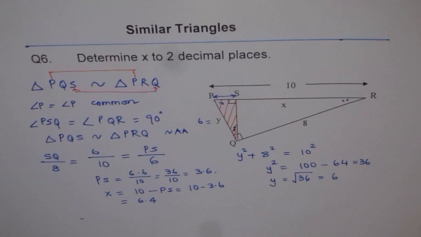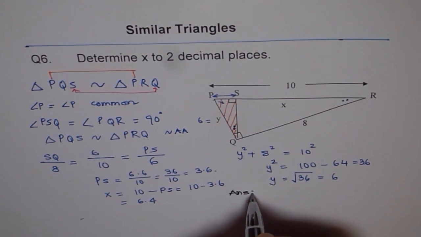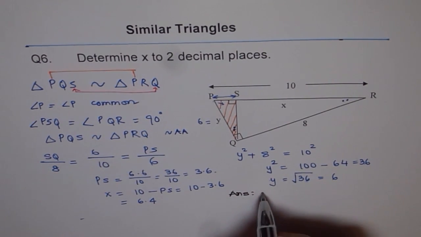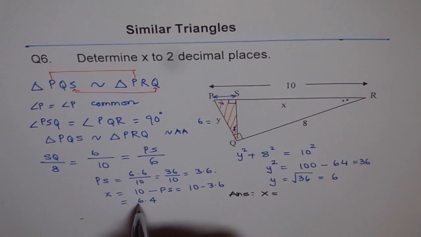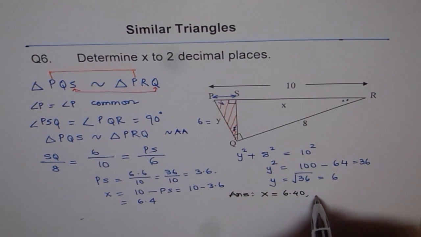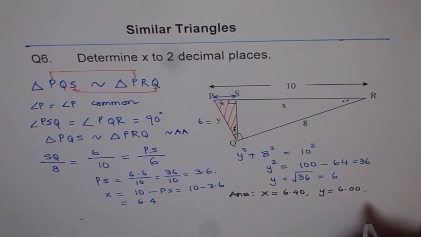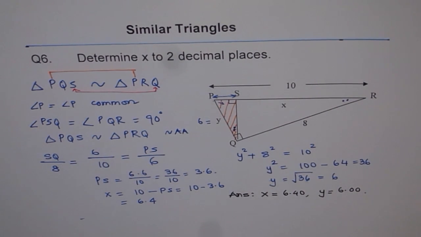Now we can write down our answer. We have to write the answer to 2 decimal places. Important, right? So we get x is equal to 6.40 and y is equal to 6.00. So that is the answer for this question.